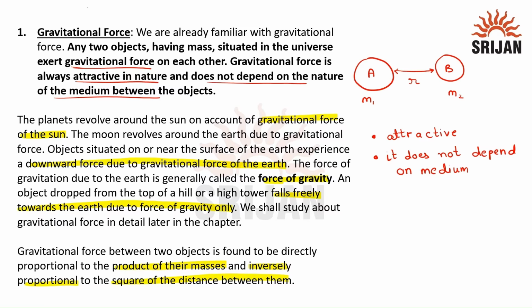In this diagram, A has mass m1, B has mass m2, and the distance between them is small. So, the gravitational force is directly proportional to the product of the masses and inversely proportional to the square of the distance between the masses.